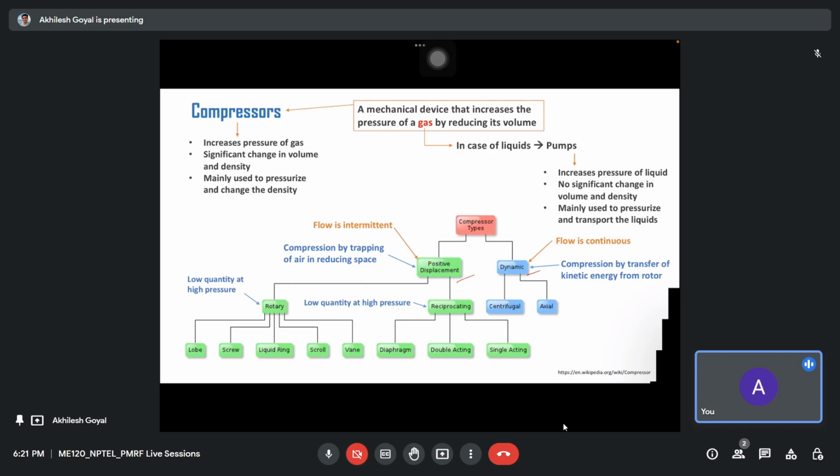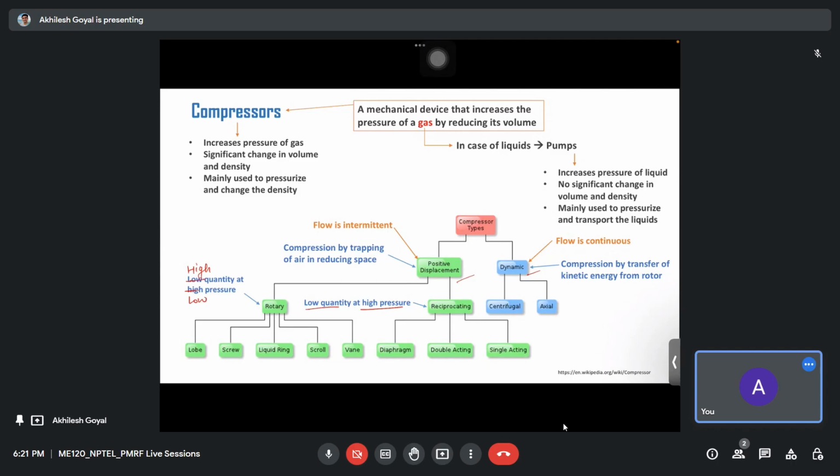Also, in the case of positive displacement compressors, the rotary compressors are used for low quantity. No, sorry, this is wrong here. The rotary compressors are used for high quantity at low pressures, and the reciprocating compressors are used for low quantity at high pressure. So rotary is high quantity and low pressure, and reciprocating is low quantity at high pressure. This is basically the classification of the compressors.